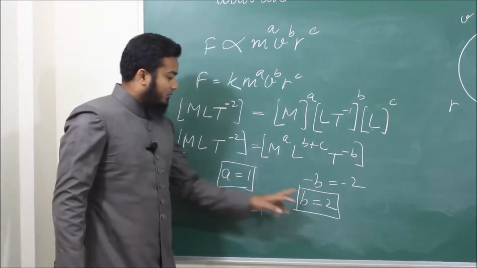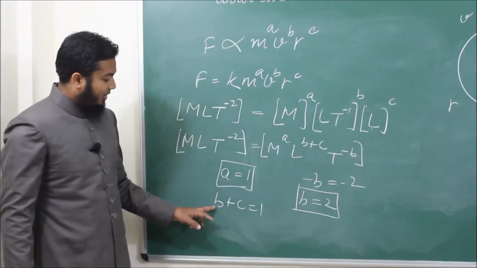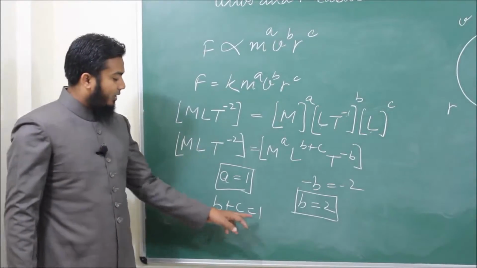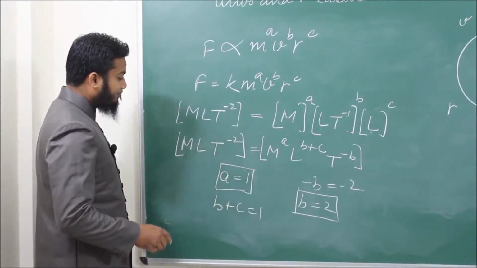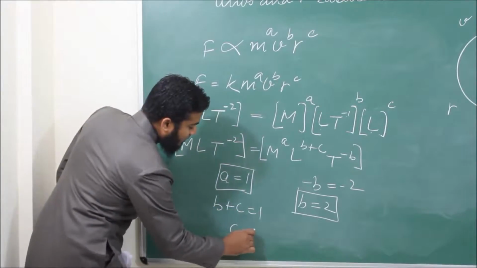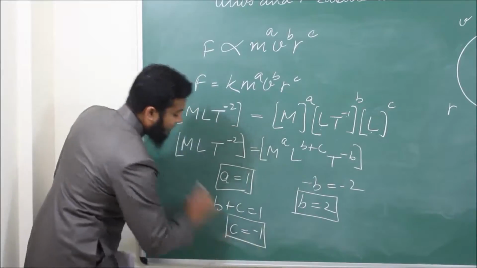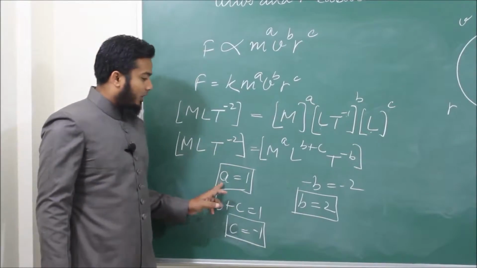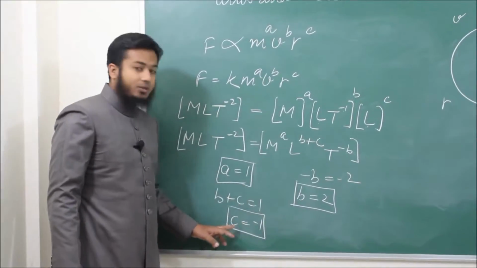Now A is 1, B is 2, and from this equation, if you put the value of B here, you will find the value of C as minus 1. If 2 is here, then C is equal to minus 1. So you have got all the exponents. A is 1, B is 2, and C is the power minus 1.